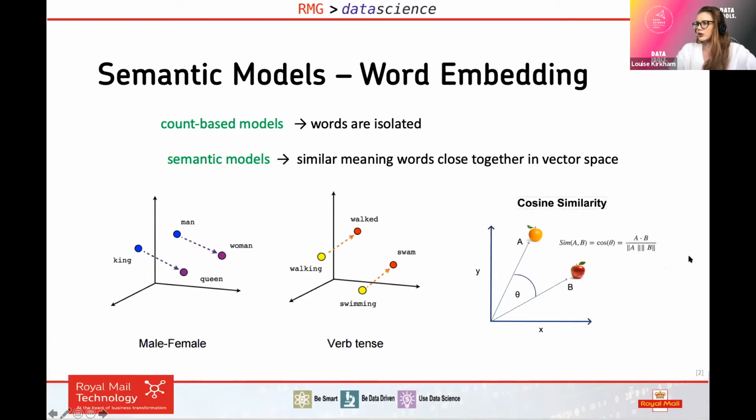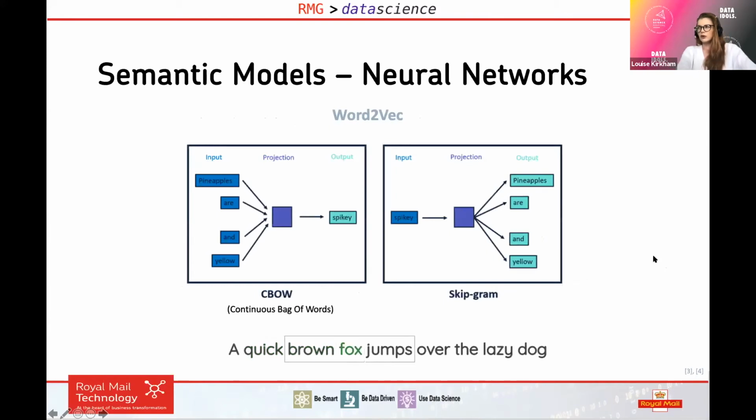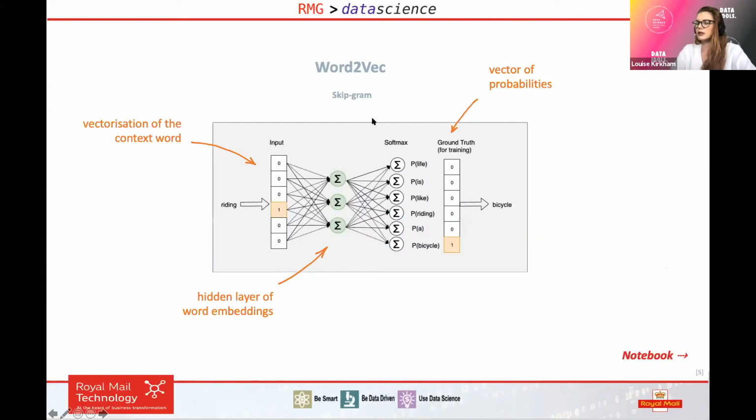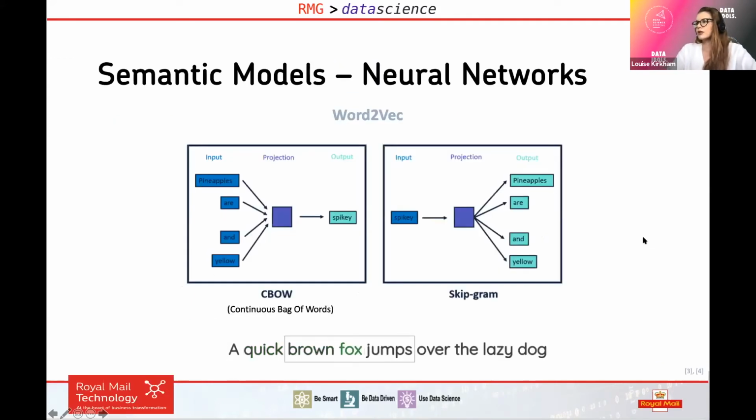So how do we do this? And this is where we move on to neural networks. And we're going to look at this example in particular. Oh, and I've jumped ahead too far. Let's jump back. So we're going to look at word2vec. So this is a model developed by Google. And it's a very shallow neural network. So it just has a single hidden layer.